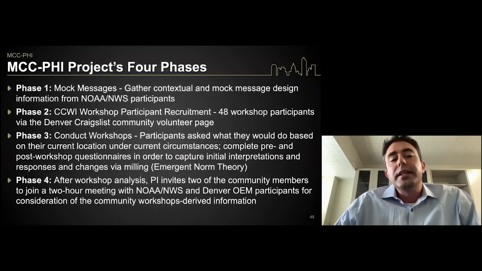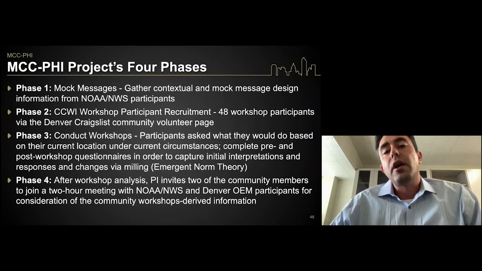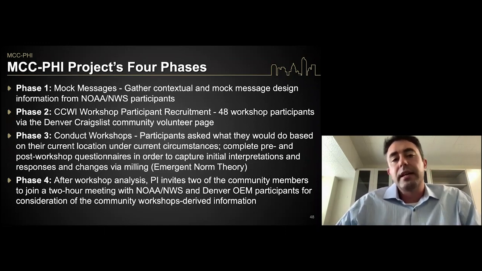So the McPhee project is unfolding in 4 phases. The first phase is to develop the mock messages and share those with officials and see what the reaction is. We've shared them with NWS and with some of the researchers I've mentioned in the presentation today and gathered really great feedback as a result. Phase 2 is to recruit our workshop participants. We're going to have 48 participants and we'll gather at the downtown Denver campus and hold our workshops.